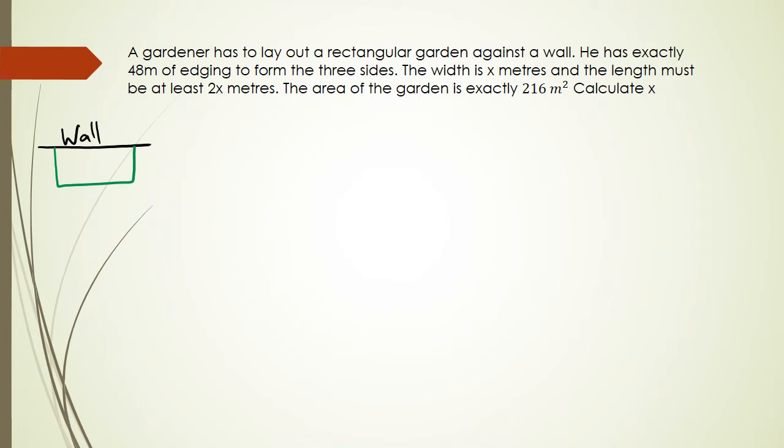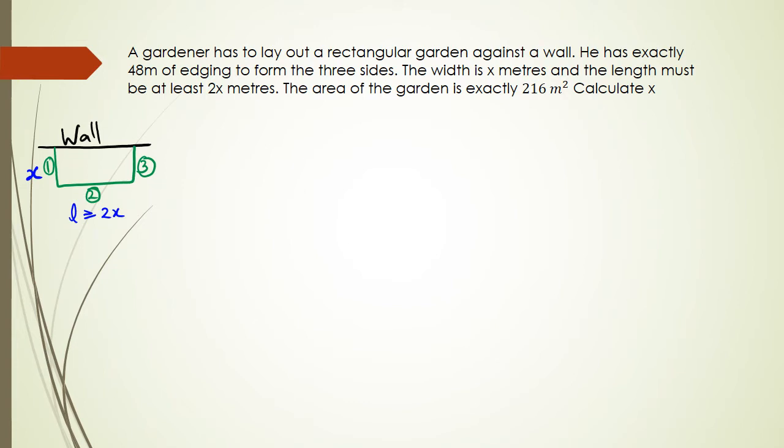Now it says he has exactly 48 meters of edging to form the three sides. So see how you've got side number 1, side 2, side 3. These three sides are going to add up to 48. Now he's telling you the width is x meters, and he says the length must be at least 2 times that, 2x meters. So we've got the length, and it has to be at least 2x.